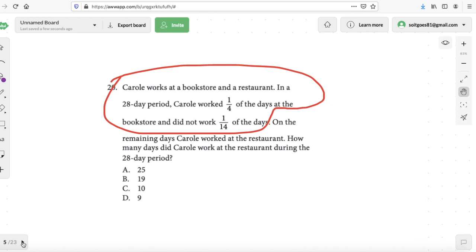Okay? So, if there's a 28-day period and she worked 1/4 of the days at the bookstore, how many days did she work?